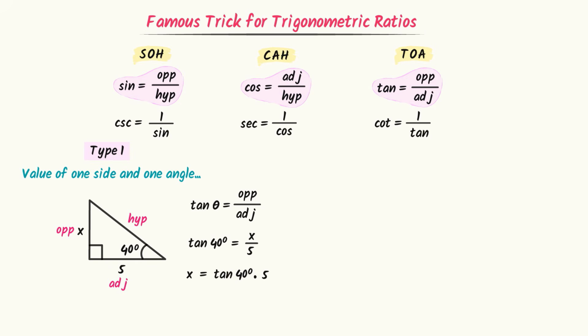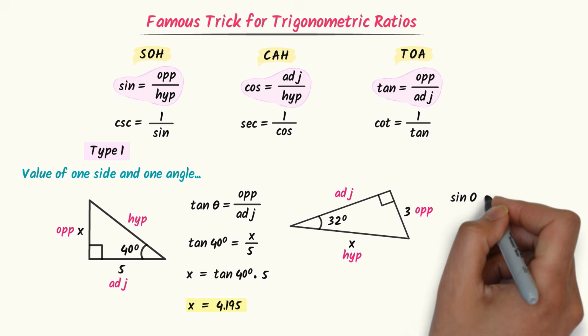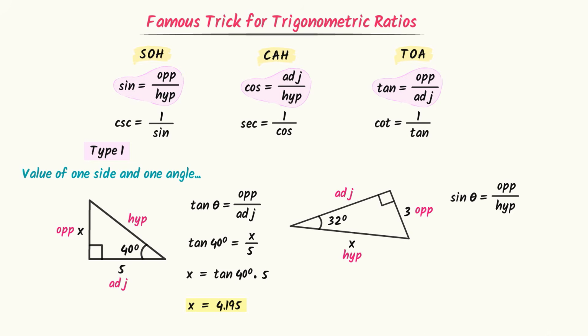After calculation, I get x is equal to 4.195. Thus the value of x or opposite side is 4.195. Now consider this question, pause the video and find the value of x. Well, here is no value present at adjacent side. I ignore it.